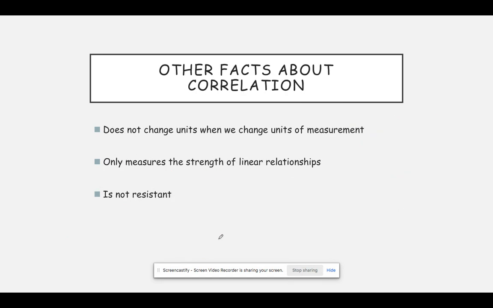So, some facts about correlation: if you change your units, so maybe your data was measured in inches and you converted it to centimeters, it's not going to impact the value of the correlation. I kind of touched on this on the previous slide: it only measures the strength of linear relationships. So, if your data doesn't have a linear trend, reporting correlation would not be appropriate. And then we see that non-resistant here again.